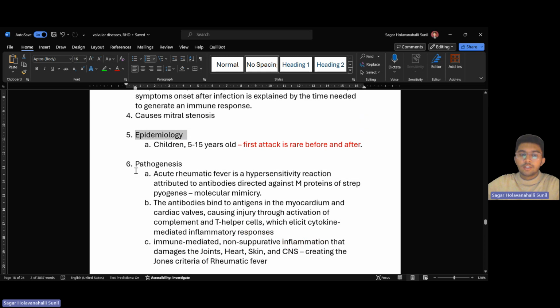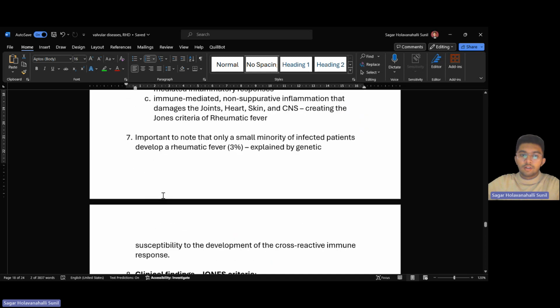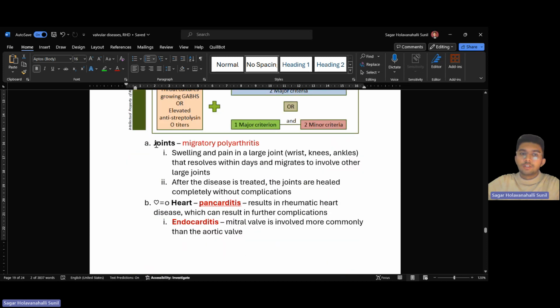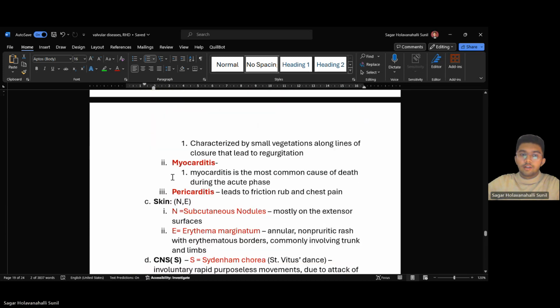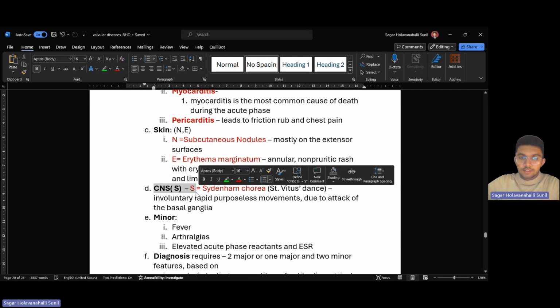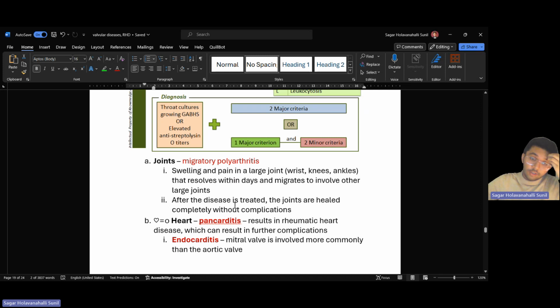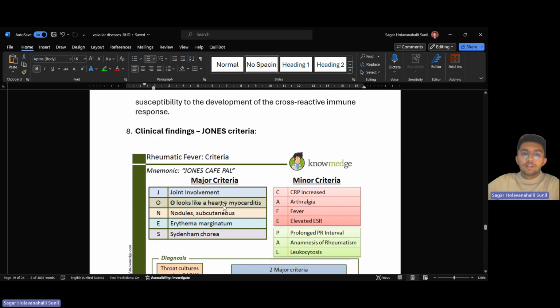Mention about epidemiology. Mention the Jones criteria is quite important. Briefly mention about J, S, the CNS, and the minor. Don't mention too much in detail. Only if they ask, you can go more into detail.